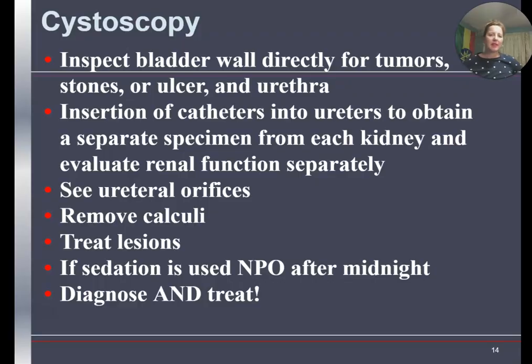So a cystoscopy looks at the wall directly and it's looking for tumors, stones, ulcers, and it's looking through the urethra to see that everything's okay. And you're going to need separate specimens from each kidney to evaluate the renal function because one biopsy from one kidney doesn't tell you what the other one's doing. You need separate biopsies to make sure that you know what your kidneys are doing. It's going to remove calculi. So again, it can treat things as well as help diagnose them. And it can treat those lesions.